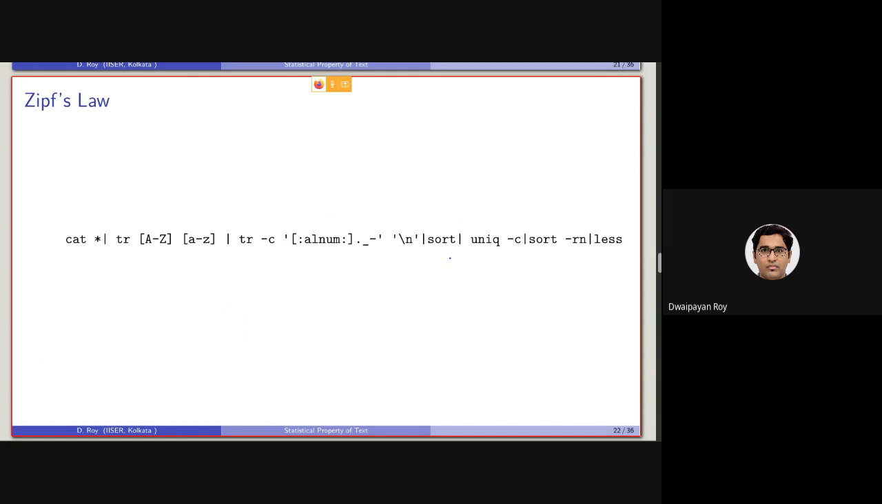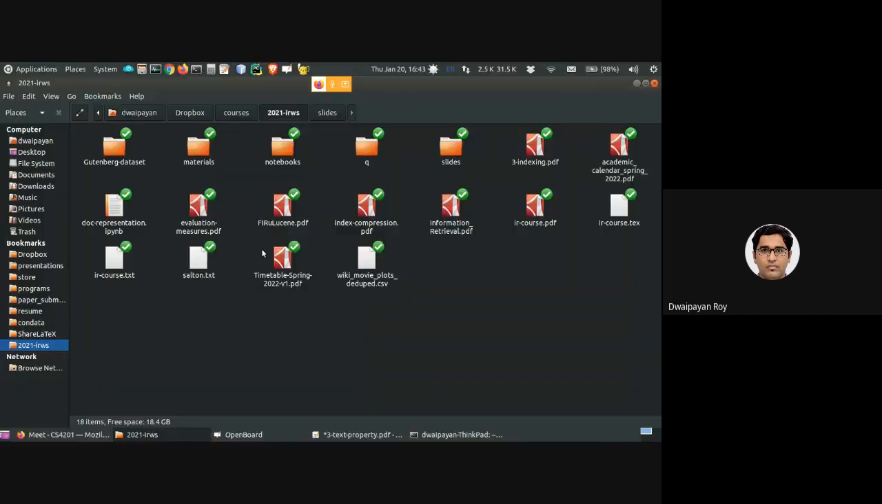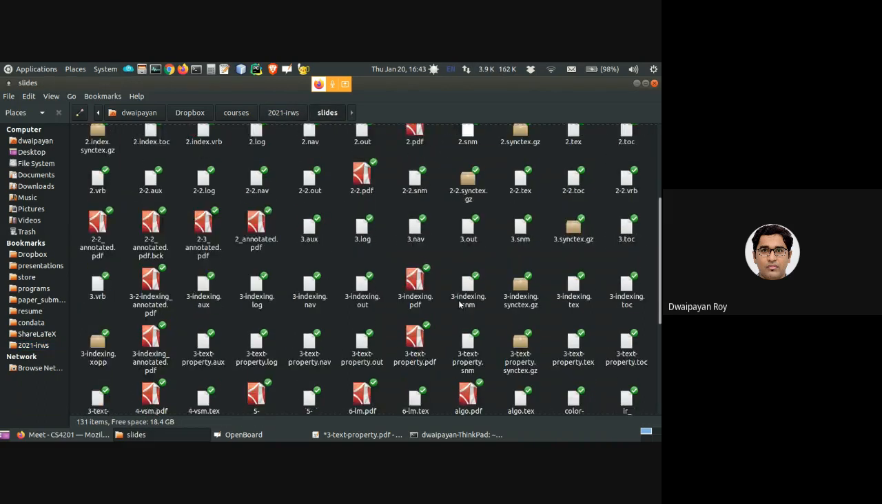To address that, we have another law. But before that, if we just want to verify Zipf's law on a set of data, we can simply perform an operation like this. So let me show you this in a simple collection. Let me open the slide for you first.